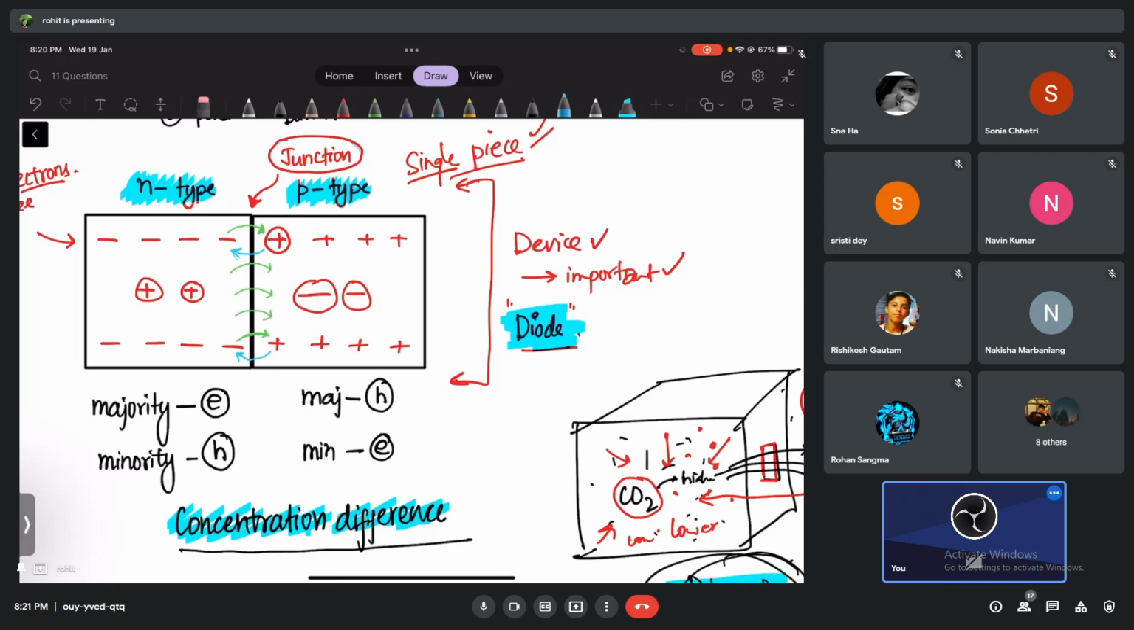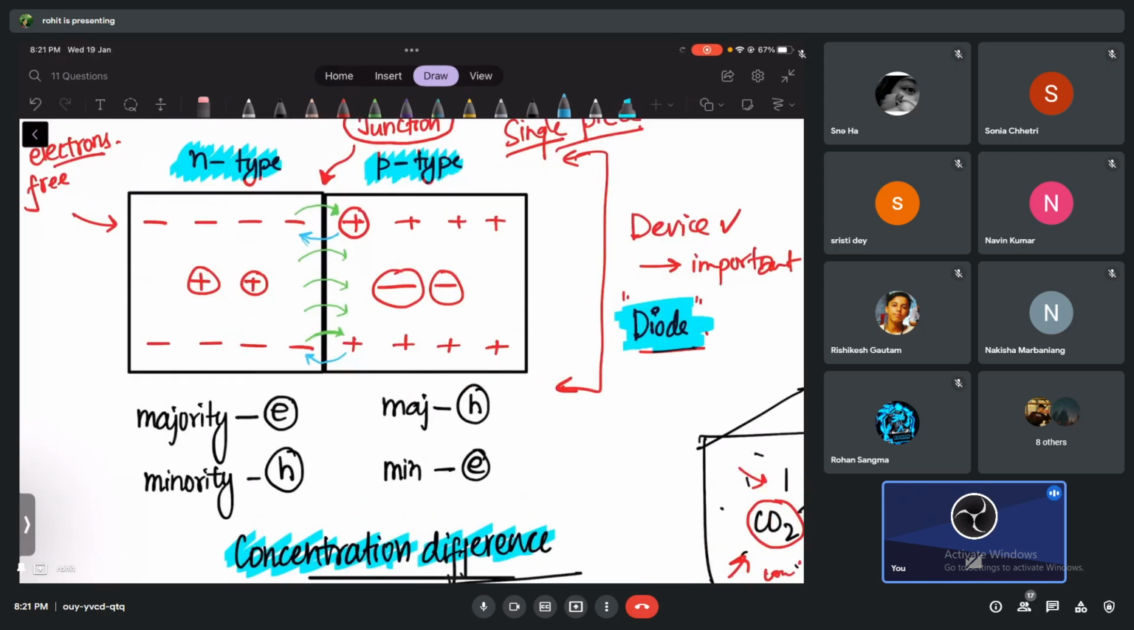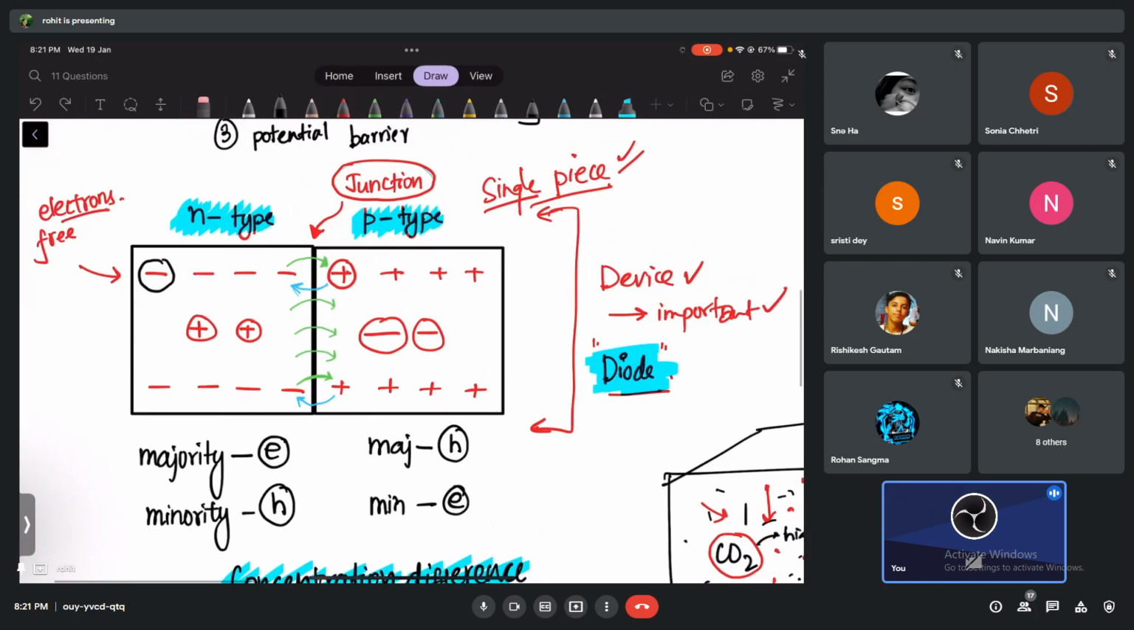Now let me tell you in more detail. Don't think that a far away electron will come and cross the junction. What do you think, guys? Will all the electrons cross the junction or only the nearby electrons? The electrons which are near the junction are going to cross. Don't expect all the electrons. So let's say this electron will cross, this electron will cross, this electron will cross. We have a huge population, by the way, so I'm just drawing that. Diffusion will take place and it will look like this.